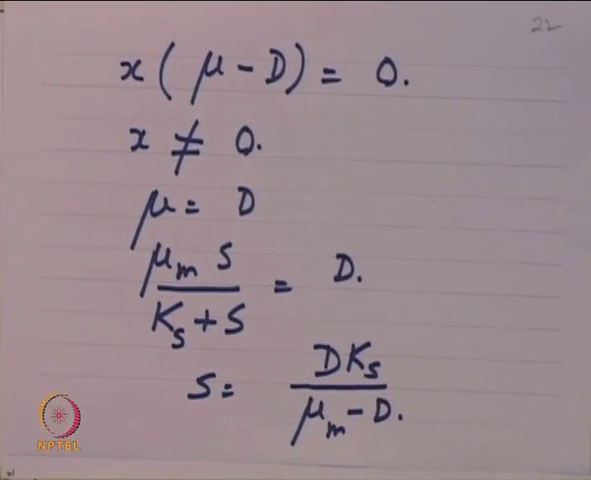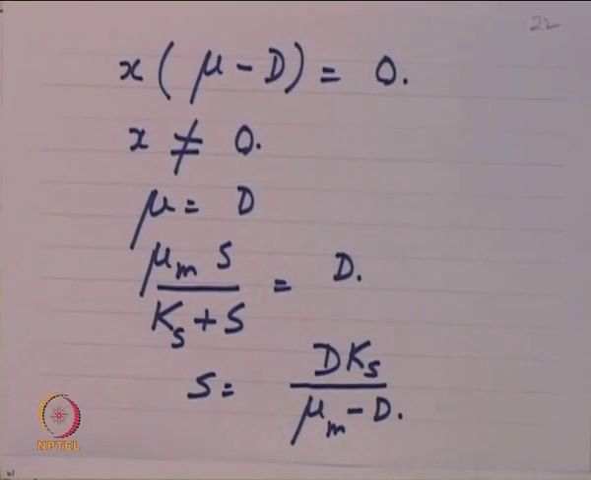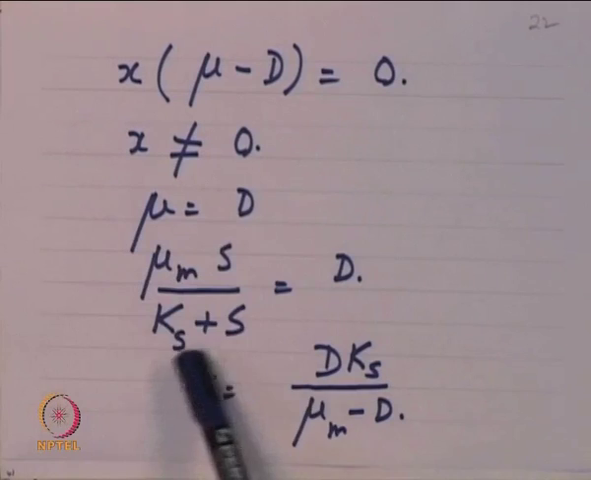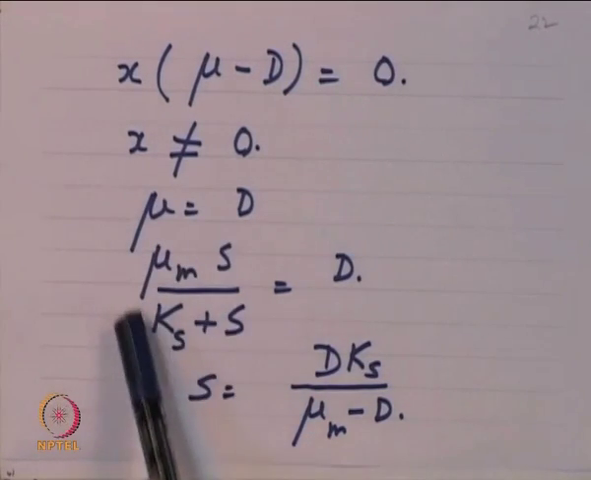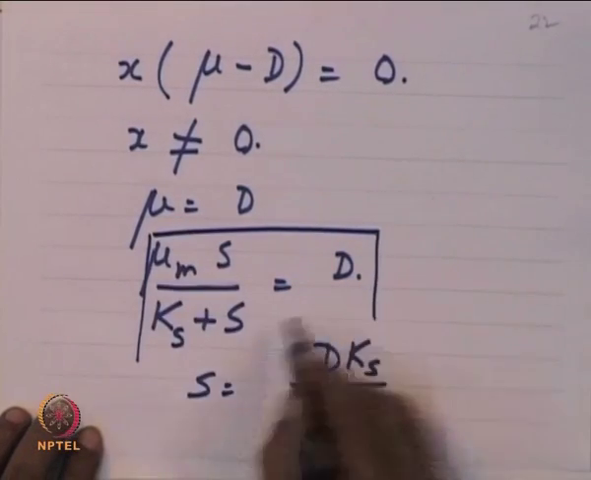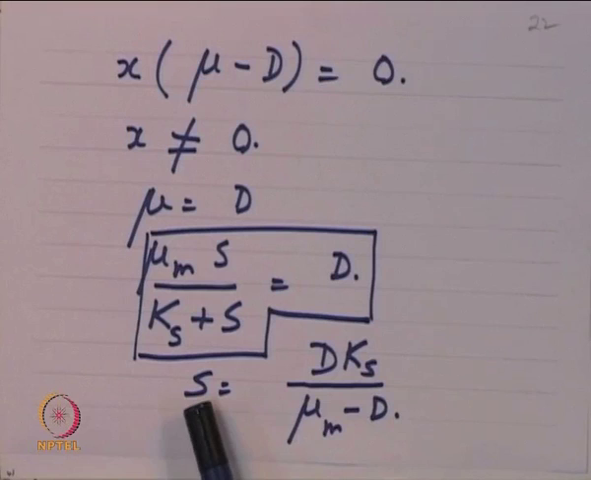Now, we said that mu is described by Monod's model, which we talked about last time also, that mu is mu m times S by K s plus S. There are various other models. This is the simplest form of the microbial growth model available in the literature. So, this mu must be equal to mu m S by K s plus S. Therefore, our steady state is described by this equality. Or the extent to which our substrate gets consumed, from S naught it becomes S, which is given by D K s by mu m minus D, just solving this.